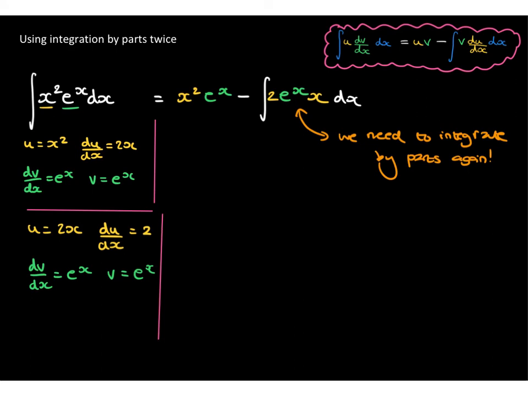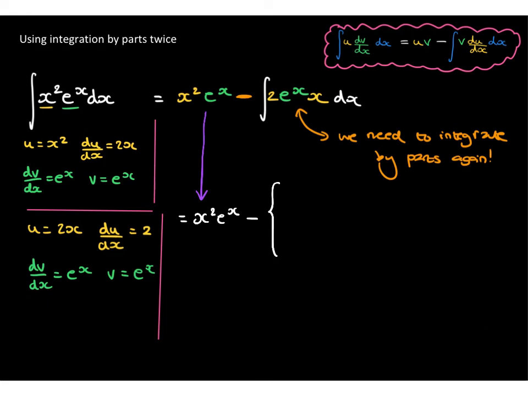Don't forget that this part of the integral has already been completed, so we must ensure we don't forget about this. It needs to be carried through to the rest of the integral. So x squared e to the x minus. Now, be very careful because there is a negative here, or subtraction here, and of course we've got another subtraction when we do the integral by parts again. So I'm going to put in a large pair of brackets here.